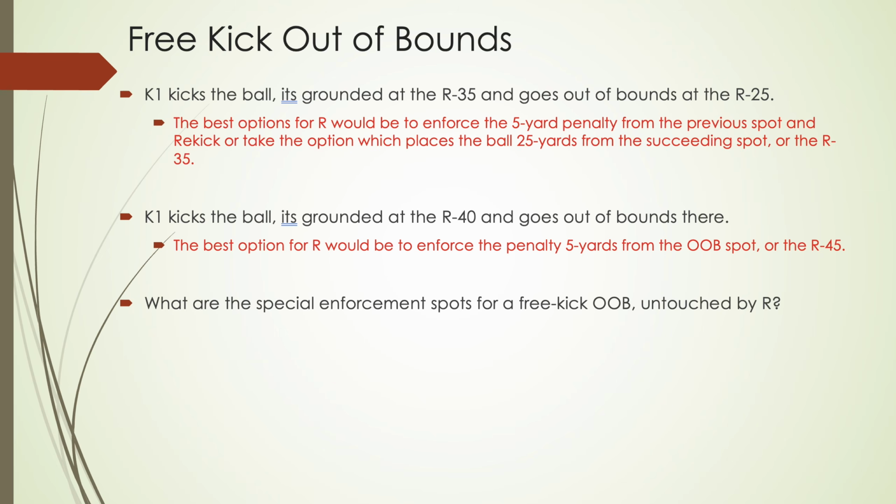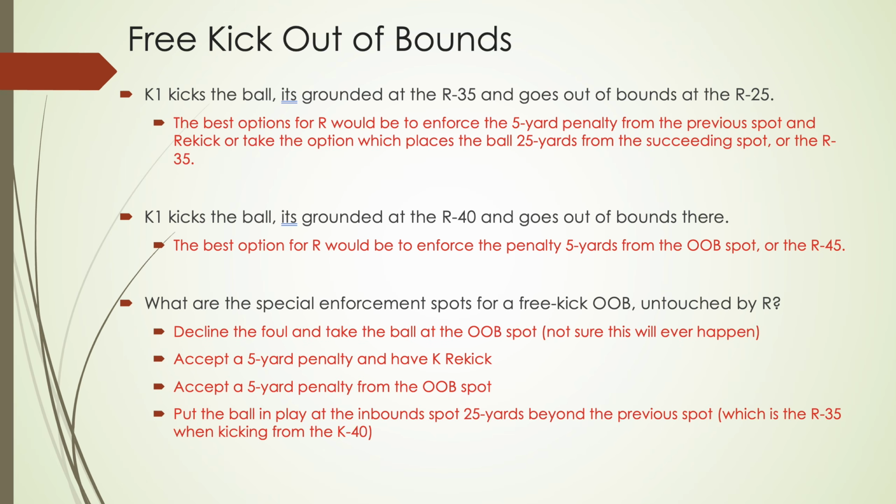So that leads us to go through what are the special enforcements for a free kick out of bounds that's untouched by Team R. Remember that Team R can always decline the foul and take the ball out at the out of bounds spot. Not really sure why this would ever happen. Not sure if we should ever tell the coaches that this is an option for them, because they can always accept a 5-yard penalty and have K re-kick as option number 2. They can accept a 5-yard penalty from the out of bounds spot.